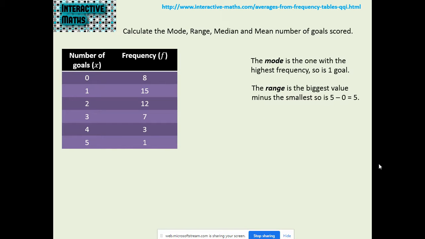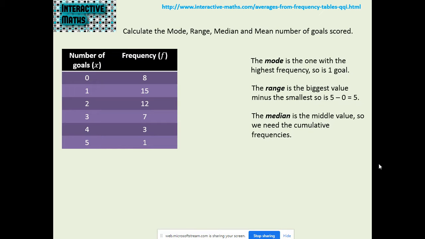The range now is the biggest value minus the smallest value. So it would be 5 minus 0, because the most goals scored was 5 and the least number of goals scored was 0. So the range is 5. So it's just biggest minus smallest.